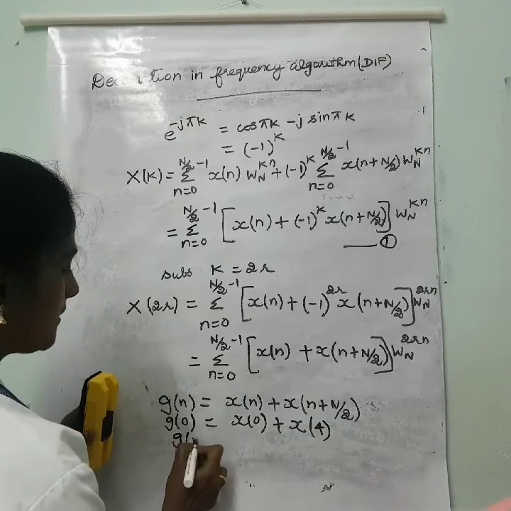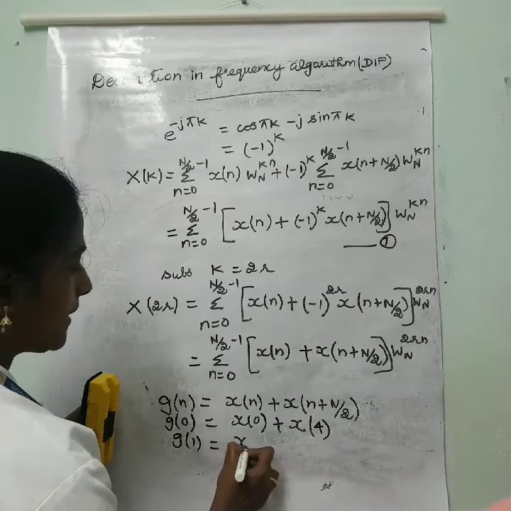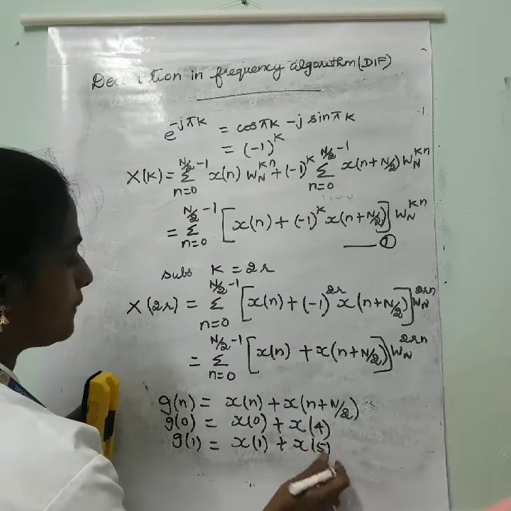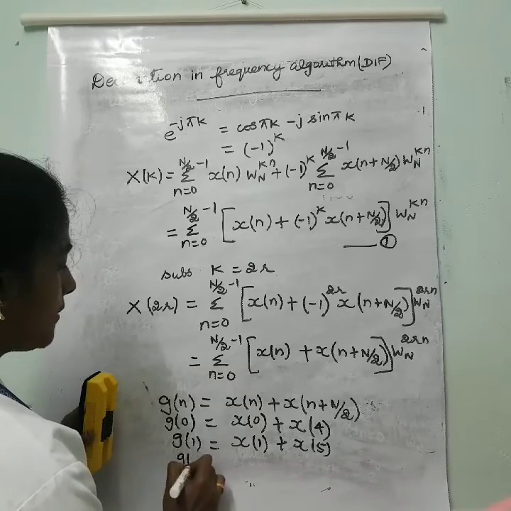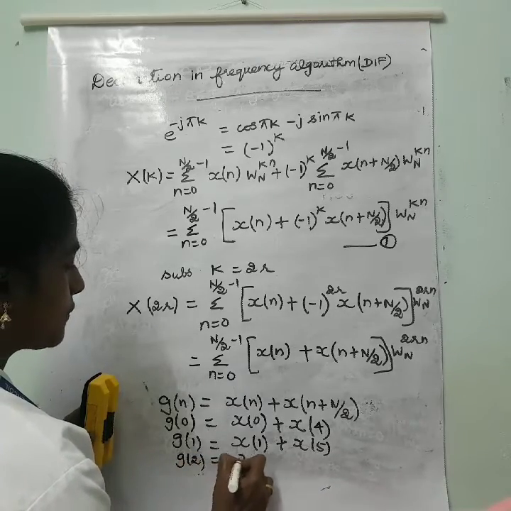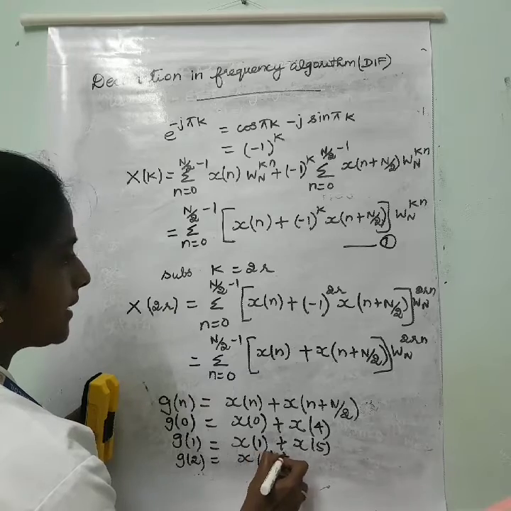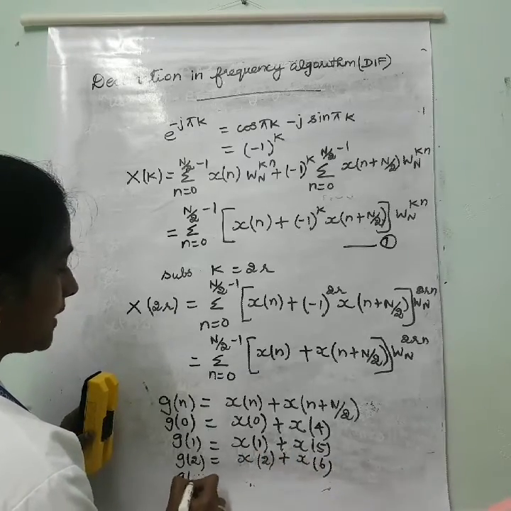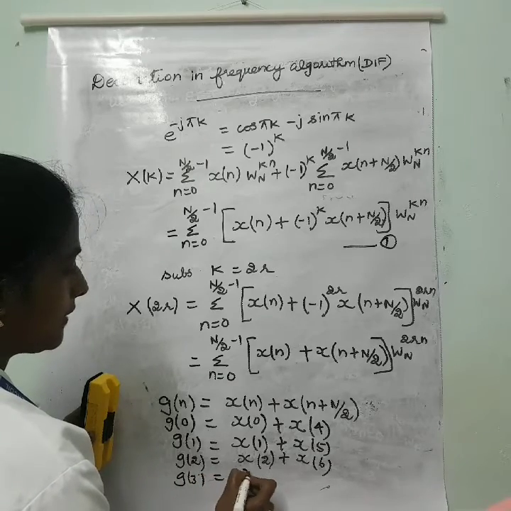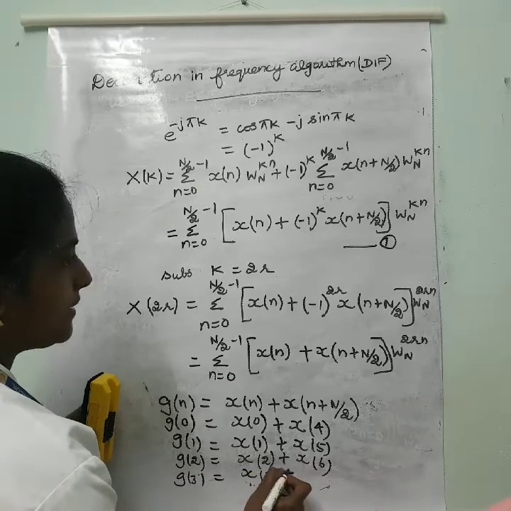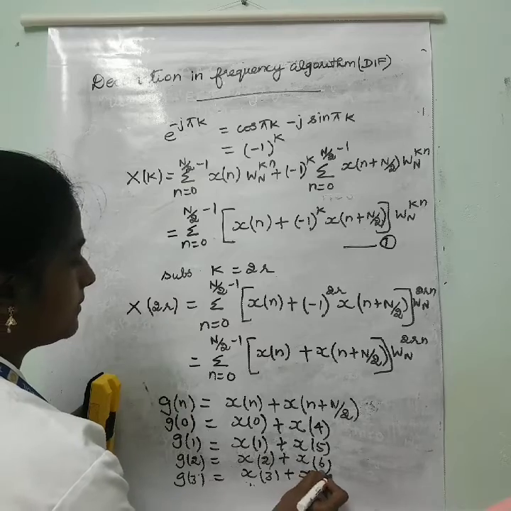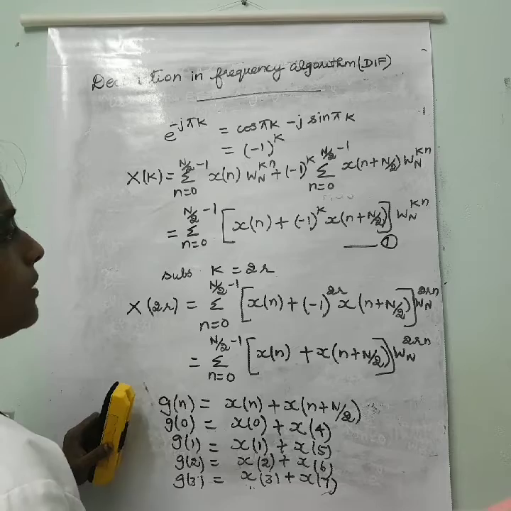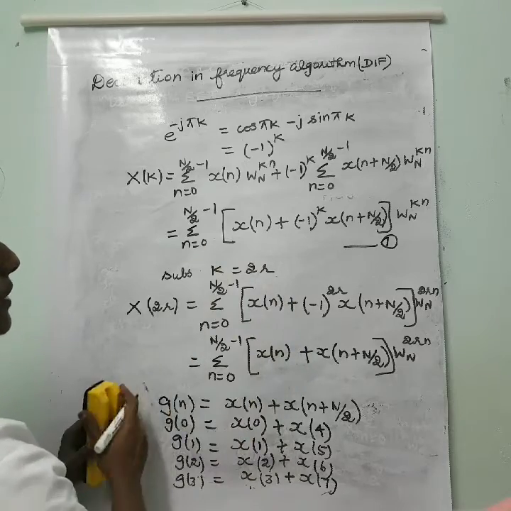Similarly g of 1 is equal to x of 1 plus x of 5. Similarly g of 2 is equal to x of 2 plus x of 6. Similarly when n is equal to 3, g of 3 is equal to x of 3 plus x of 7. Now similarly we can substitute k is equal to 2r plus 1 in the above equation.